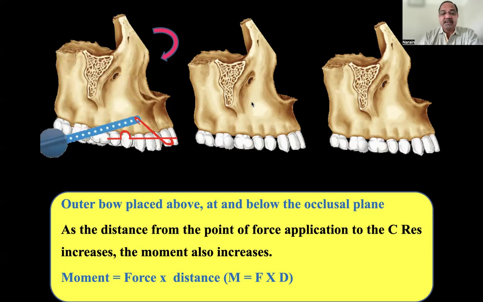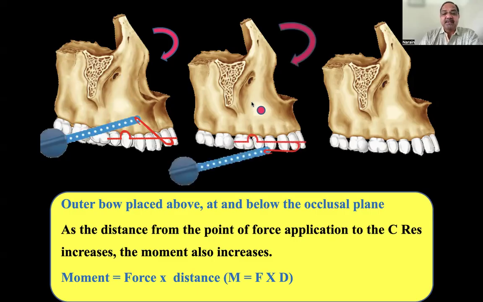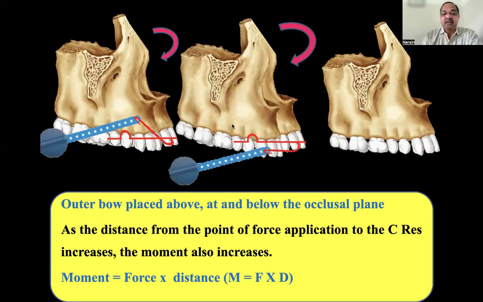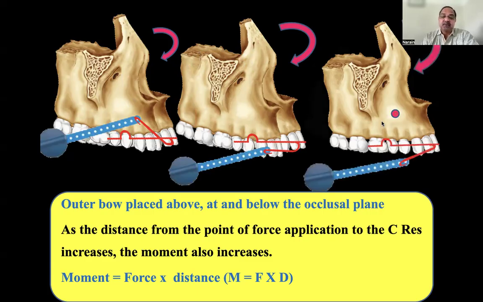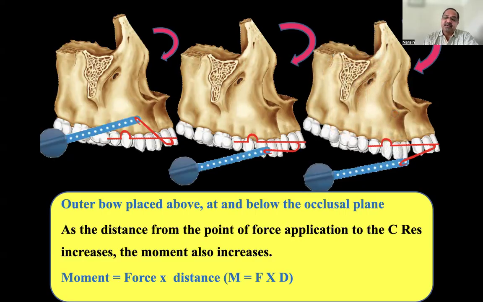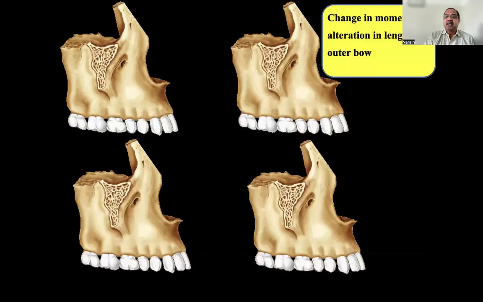Now, in this situation, I'm going to take the outer bow at the occlusal plane. That means the distance is getting larger, the moment is larger. If I place it below the occlusal plane, the moment will get still larger. So you get the same type of movement of the maxilla, but the moment generated is much more. So if you want to get a more effective treatment, you need to increase the moment, like in these situations. Now, changes in moment with the alteration in the level of the outer bow.